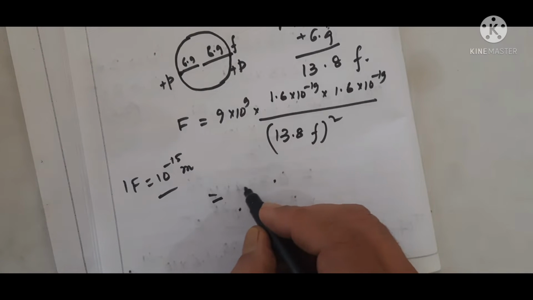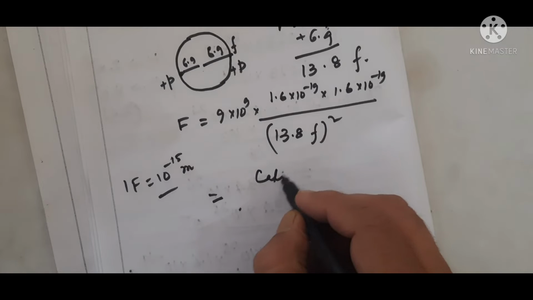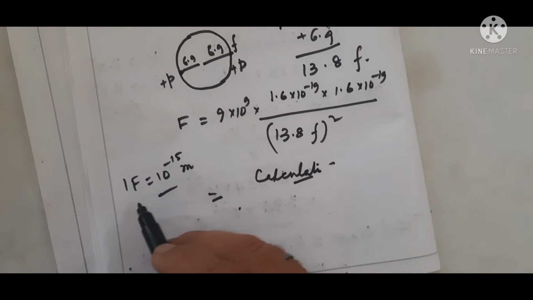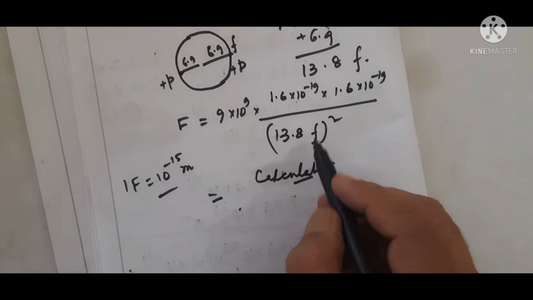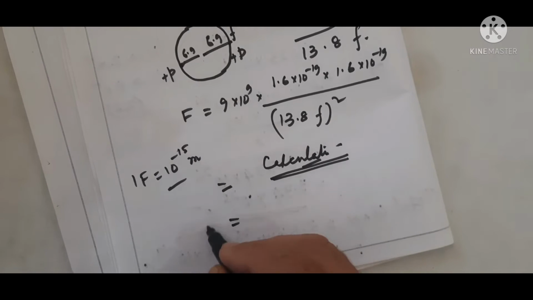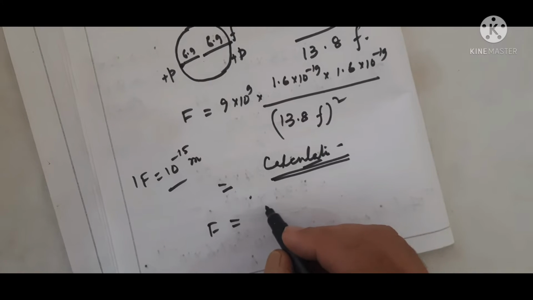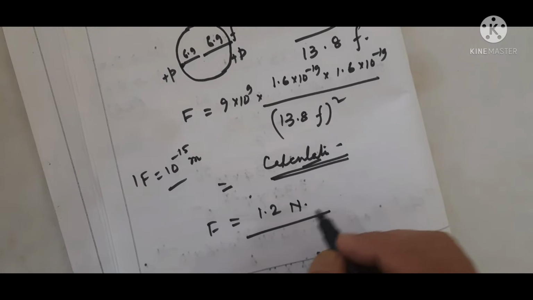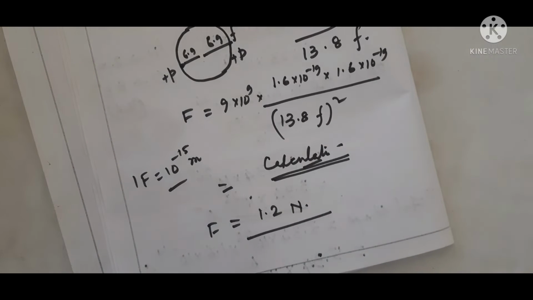So ultimately after calculation, remember 1 Fermi is equal to 10 to the minus 15 meter. You have to just calculate, and after calculation you will get F is approximately 1.2 Newton.